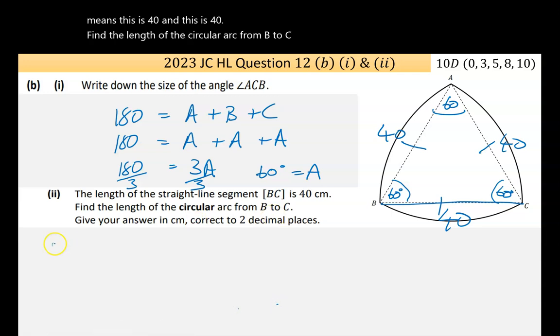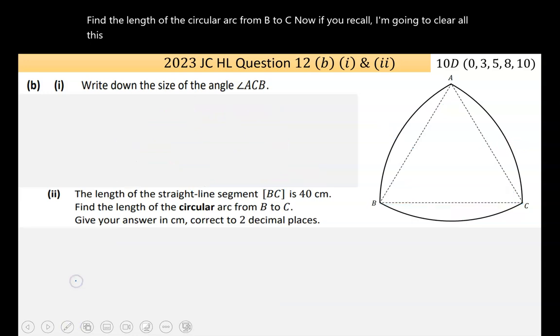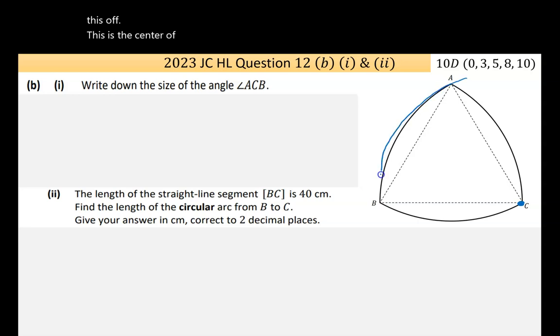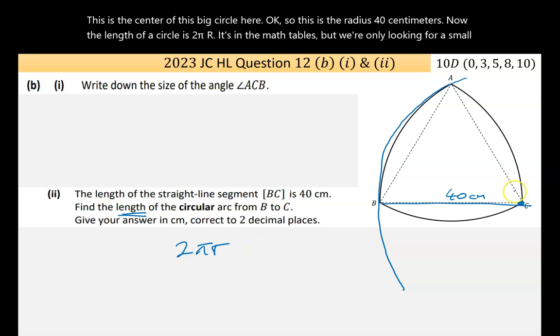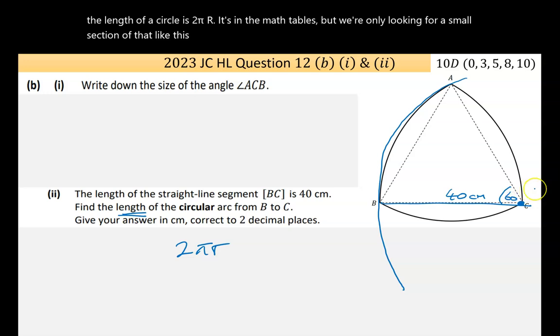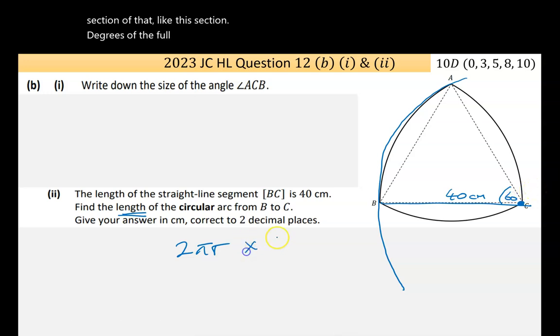Now, if you recall, I'm going to clear all this off. This is the center of this big circle here. Okay, so this is the radius, 40 centimeters, whatever. Now, the circumference of a circle is 2 pi r. It's in the maths tables. But we're only looking for a small section of that, like this section, 60 degrees of the full circle. So you're multiplying that by the fraction 60 over 360, okay, which is 1/6 or something, but whatever.